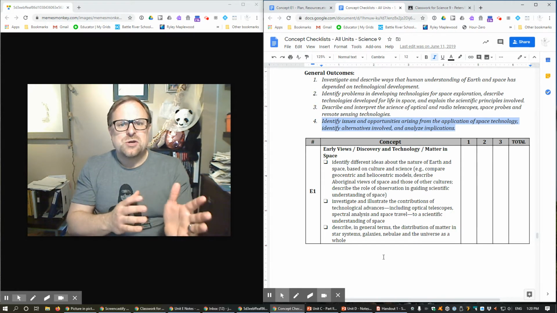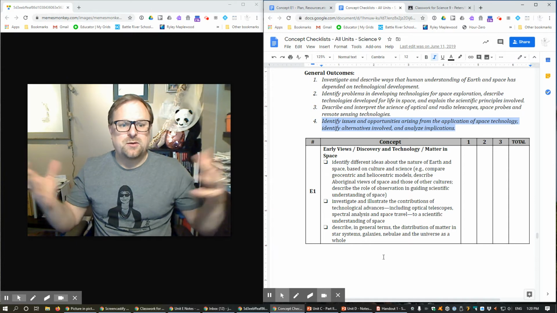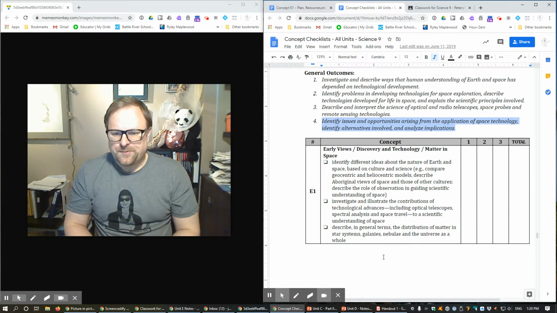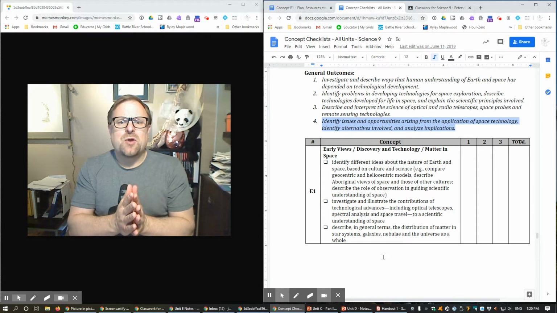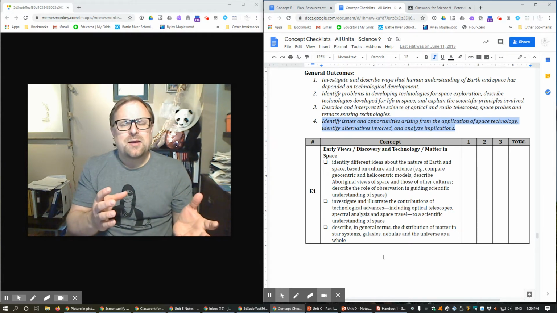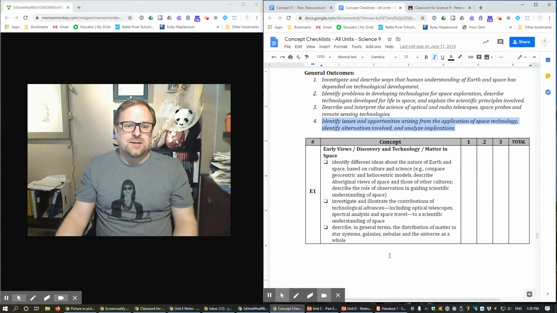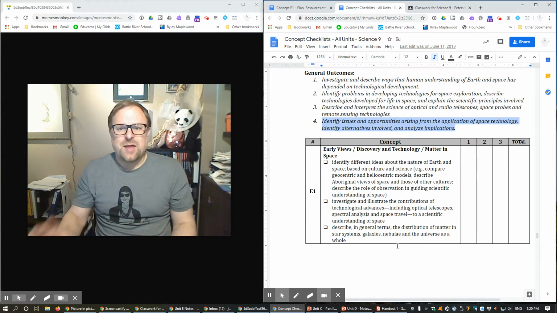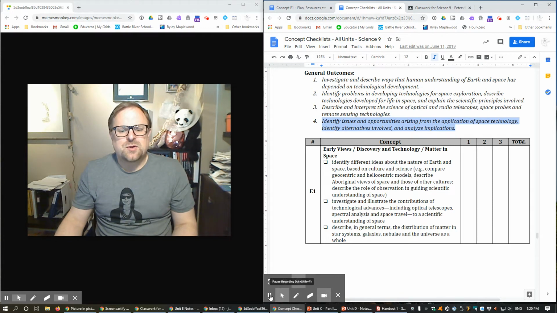So the geocentric versus heliocentric models, how we understand our place in our solar system and in the larger universe. Then we'll get into talking right at the very end about how we describe distances in space, and then what stars are and how stars work and how planets and stars form, those kinds of things. So that's the general gist of what we're doing in this concept.